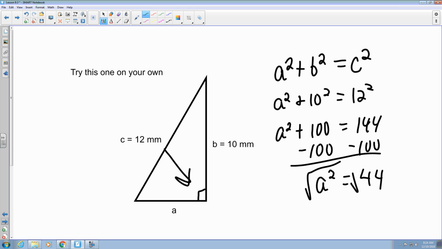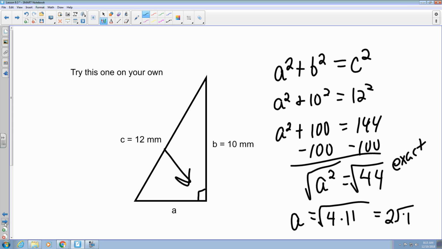If I take the square root of these, I get a equals, now in this scenario, 44 is not a perfect square number. So now in order to get the exact value, we must split up 44 into two factors, one of which is a perfect square number. So I can write this as a is going to equal the square root of 4 times 11. 4 times 11 is 44. So that means that a in this case is going to be 2 because the square root of 4 is 2. Put that to the outside, times the square root of 11. And it was millimeters.